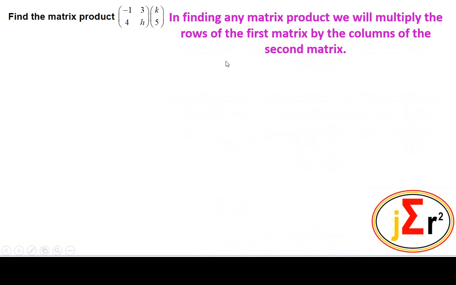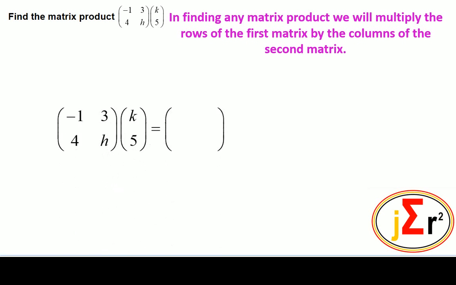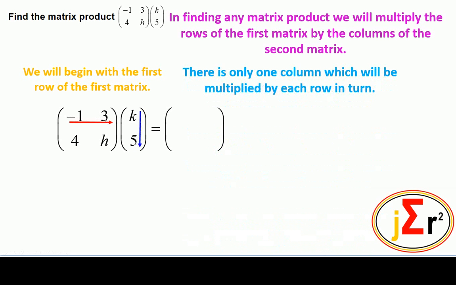In finding any matrix product, we will multiply the rows of the first matrix by the columns of the second matrix. Multiply the rows of the first by the columns of the second. We will begin with the first row of the first matrix. And of course, we are always using something to highlight what we are doing, or an indicator. There we have the indicator, which is an arrow. On this occasion, the first row is negative 1, 3, and then that will multiply the single column.